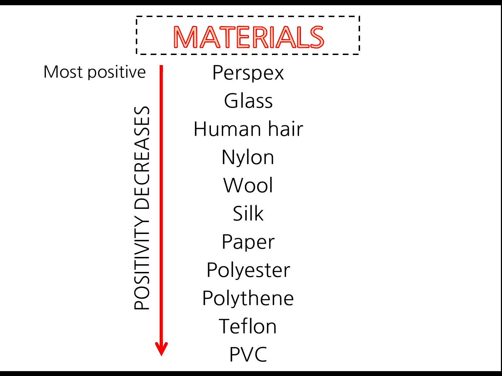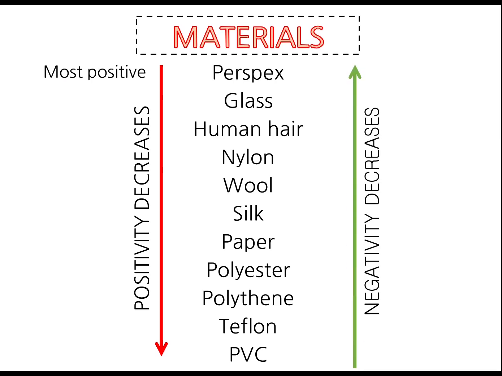You can also view it in terms of negativity. As you move up the list, the negativity decreases, which is the opposite of the red arrow. For now, we will just use the red arrow. Remember, materials found at the top of the list will be positively charged and materials found at the bottom will be negatively charged. Let's look at an example.